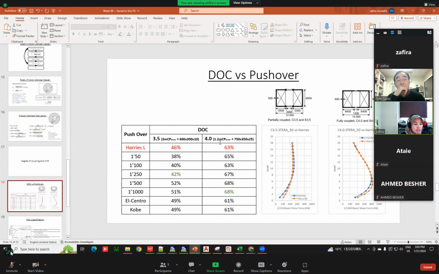And we can see the degree of coupling. I calculated it based on the shear force and also the base moment of the wall, so we can get the degree of coupling. The short beam has 63% and the long beam has 46%. When I ran pushover from 1/50 to 1/1000, this is almost similar to the Harris lateral load. I also ran with Centro and Kobe to check the degree of coupling of the model.